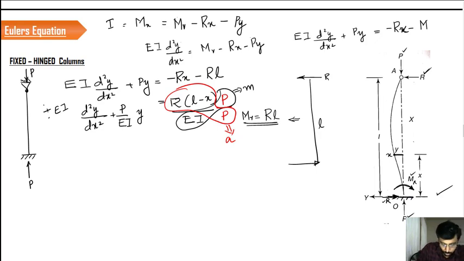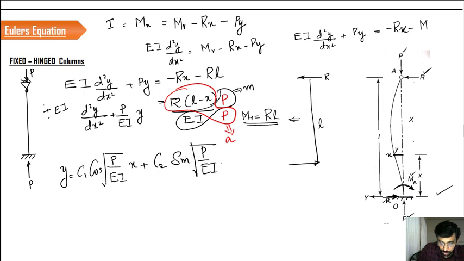So how is the solution going to look like? Y is equal to C1 cos root of P by EI into X plus C2 sin root of P by EI into X plus R into L minus X divided by P. So this is how the general solution of the fixed hinged column is going to look like.